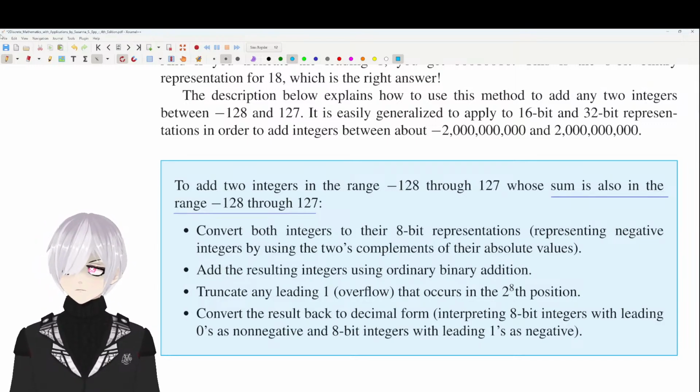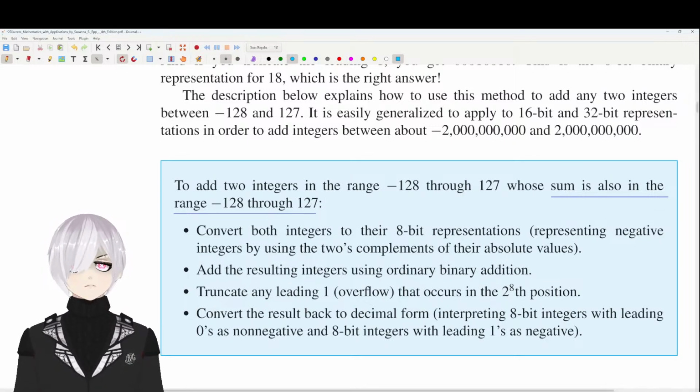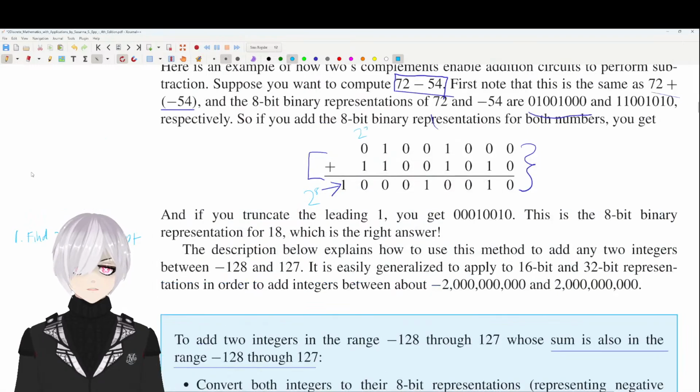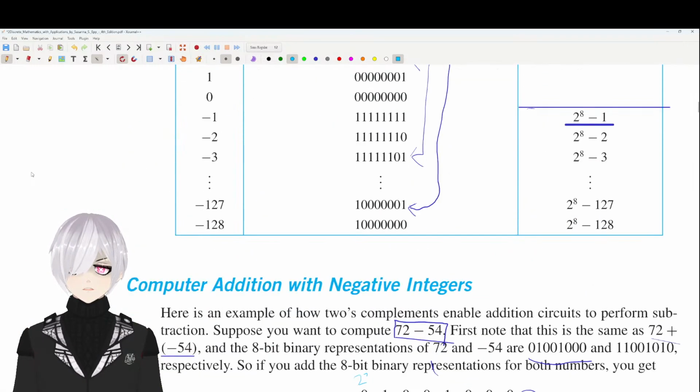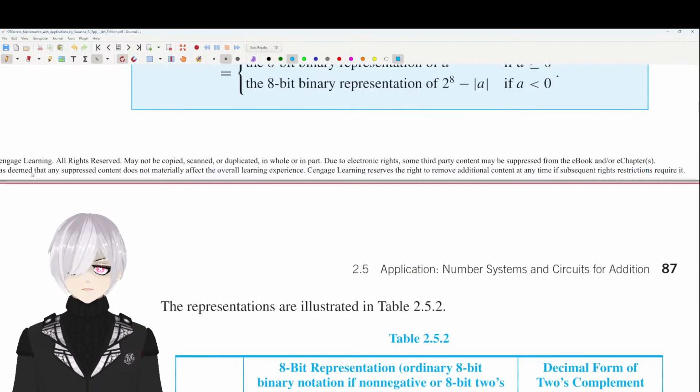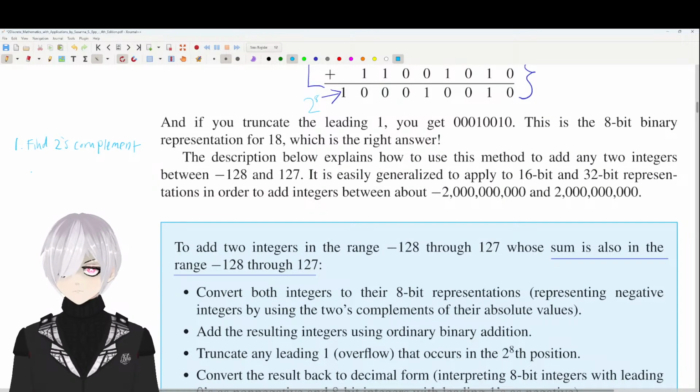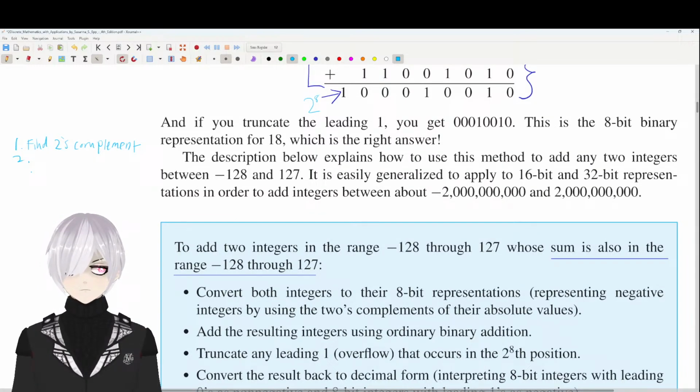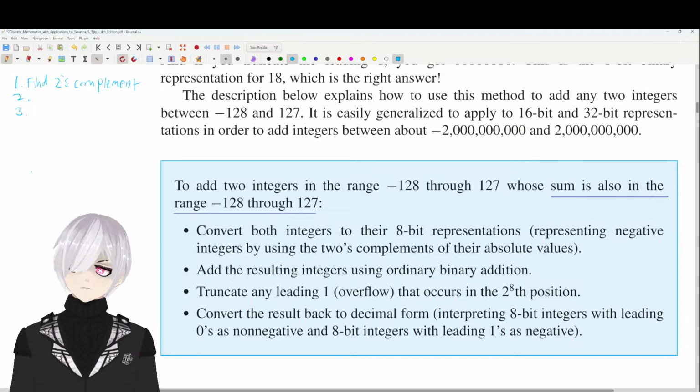So just real quick, maybe we should go over what we learned. One was how to find the two's complement. And then I guess we also saw going both ways. If you have something in decimal notation, you can find the two's complement in binary. And if you have the two's complement in binary, you can go the reverse direction and find what that number would be in decimal notation. And then we also saw this scheme for representing numbers from negative 128 to positive 127 in binary using two's complements of the absolute values for the negative numbers. And then we saw a procedure for adding.